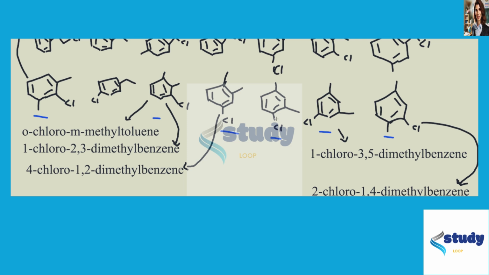And now for this last one, once again, I can also start from the chlorine here. So we could have a 1-chloro-2,4-dimethylbenzene. For this very last one.